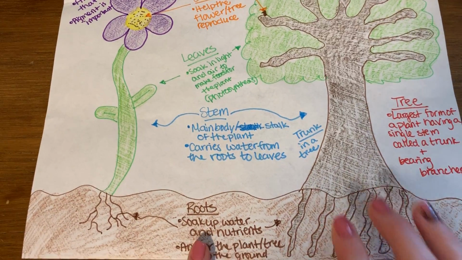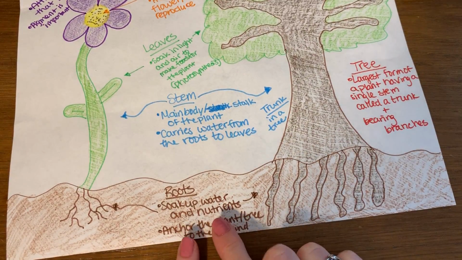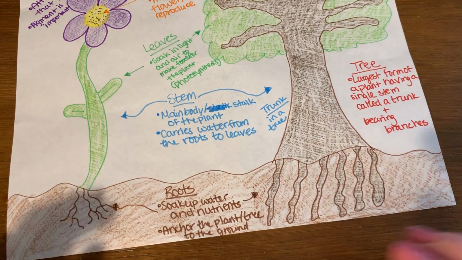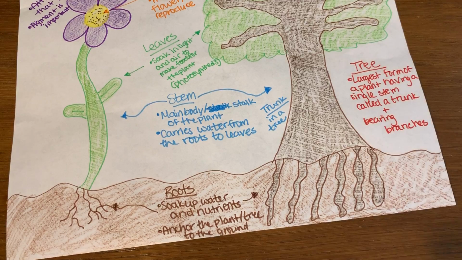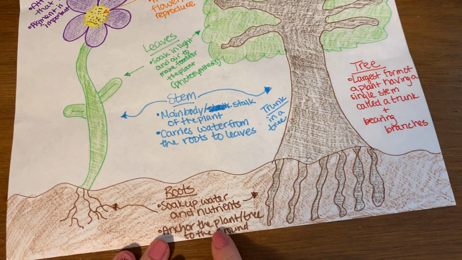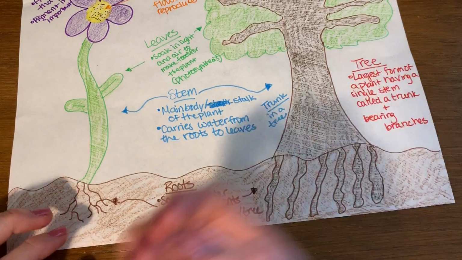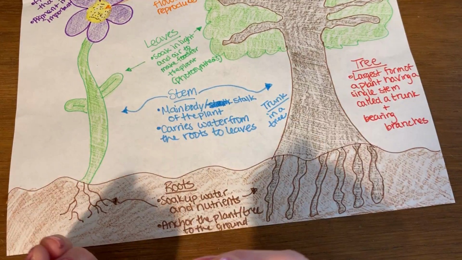So that can bring us to the roots. The roots soak up water and other nutrients from the ground. That's why it's important when you're planting plants that you plant them in good, fertile soil so that they have a lot of nutrients, and water them so that they can get water. And roots also anchor plants and trees to the ground. So when you're trying to pull up a flower, you see all those roots on it.